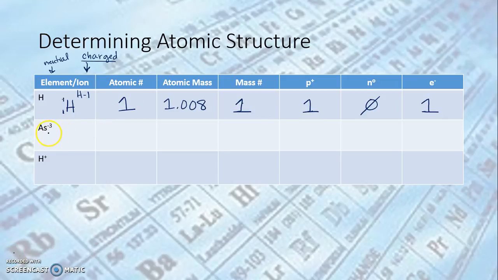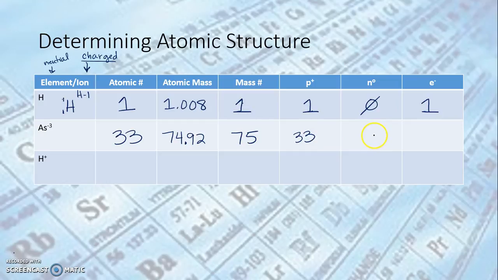Now arsenic, As, is arsenic. Arsenic has an atomic number on your periodic table. If you see it, it'll have 33, a whole number. It also has an atomic mass equal to 74.92. If we round this to the nearest whole number, our mass number should be 75. Now how many protons does it have? It should have the same as the atomic number, so 33.